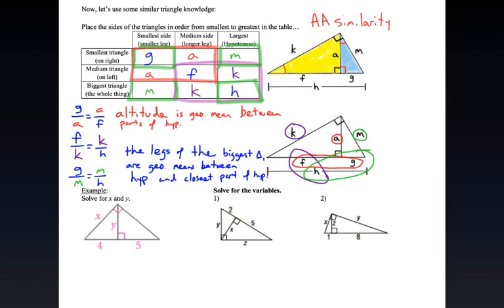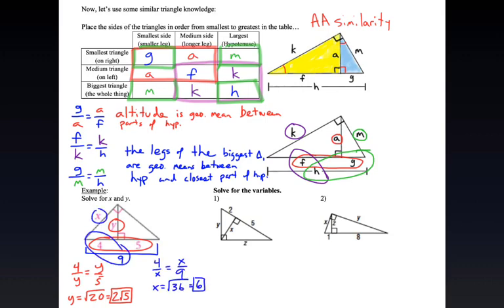Check this out. In my example, y is an altitude of the biggest triangle. The altitude is the geometric mean between the parts of the hypotenuse, so I get to write this proportion: 4 over y equals y over 5. y equals the square root of 20, so y is 2 square root 5. Pretty quick, actually. Now to solve for x, x is a leg of the biggest triangle, so it is a geometric mean between 4, the part it's closest to, and the entire hypotenuse, which of course is 9. So x is the geometric mean between 4 and 9. x is the square root of 36, or 6. That's my example.